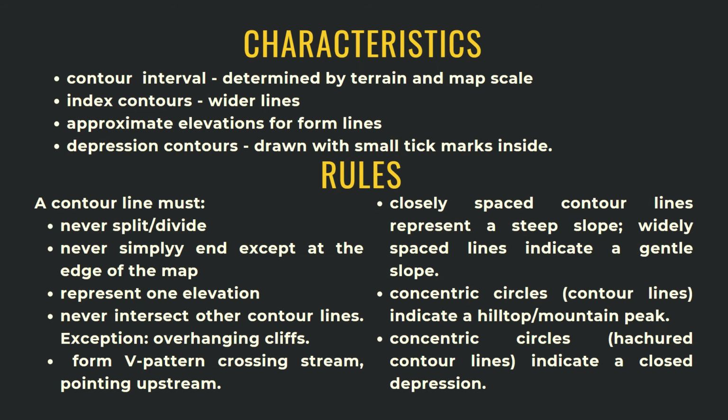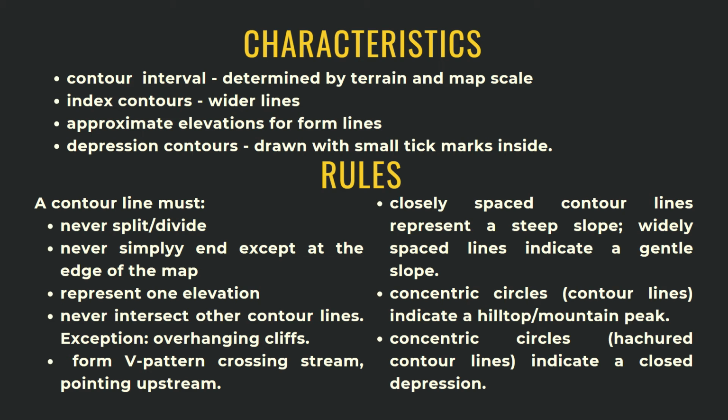The characteristics of contours are the following. The contour interval, which is the distance between contour lines, is determined by terrain and map scale. Index contours are symbolized as wider lines and are usually every fifth contour. Form lines are approximate elevations, which tells us that these are not accurately surveyed. Depression contours, enclosing lower land, are drawn with small tick marks inside.